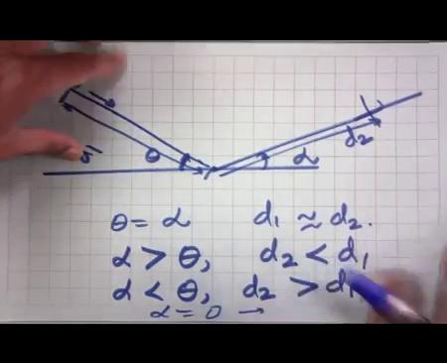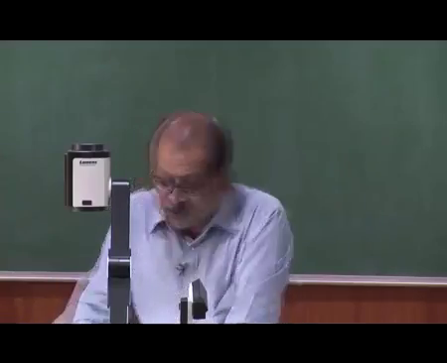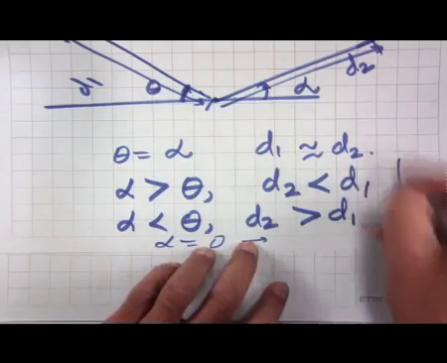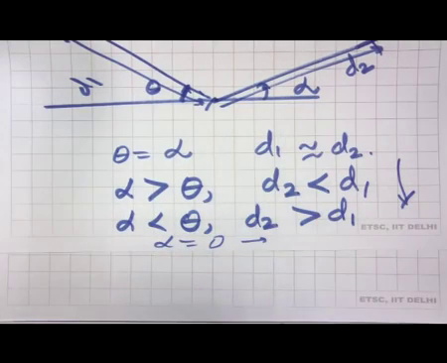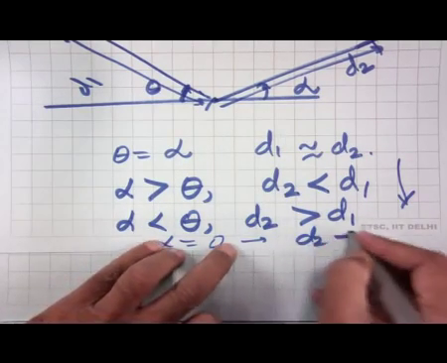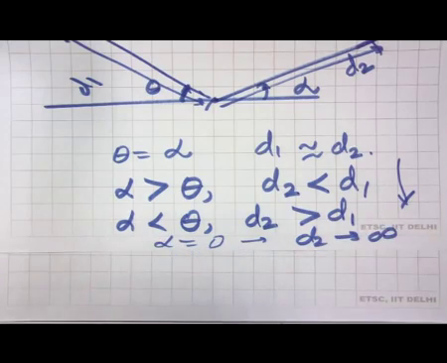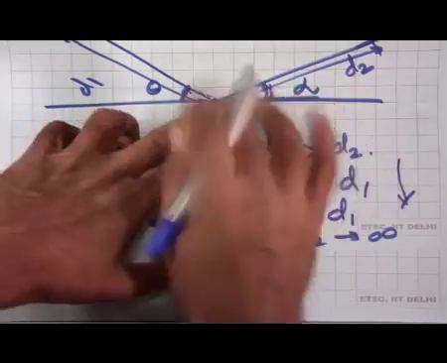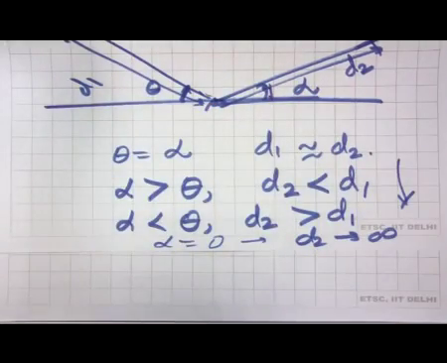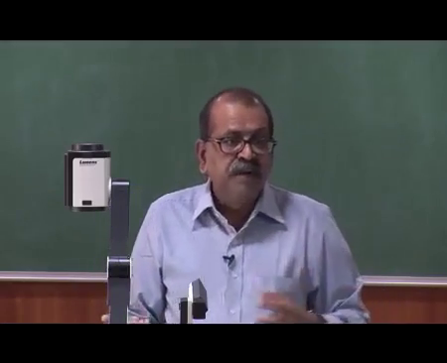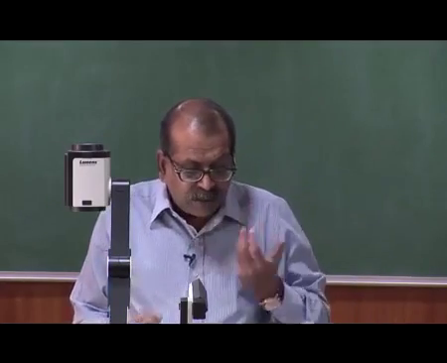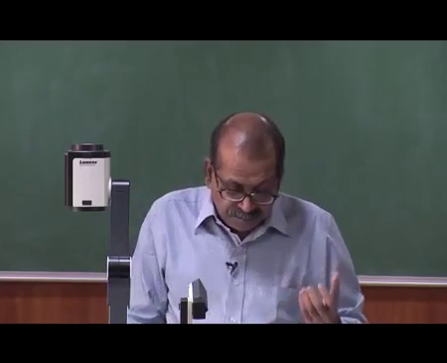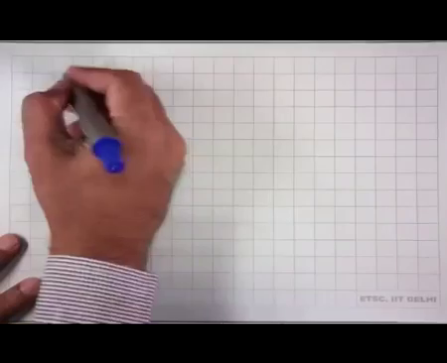And then suppose alpha is made 0. If we keep on looking at it in the same way, we would expect this distance d2 to go to infinity, which would mean that if this angle alpha is 0, then once the ball comes here, it keeps on moving on this surface, which would say that no external force is required.